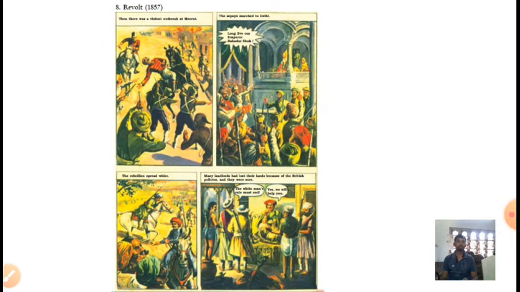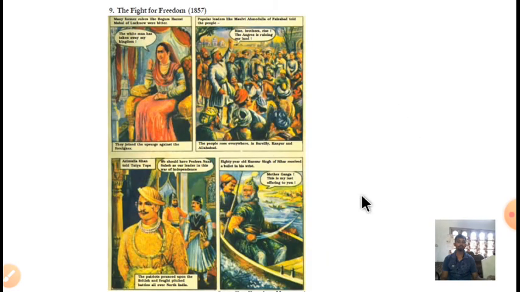They disagreed with the landlords' rule. Whatever policy was brought by the British, they did not agree, and so they fought against the British. And at last comes the fight for freedom, 1857. Though the leaders were not so strong, they arose. They took weapons to fight against the British, to make our motherland free.